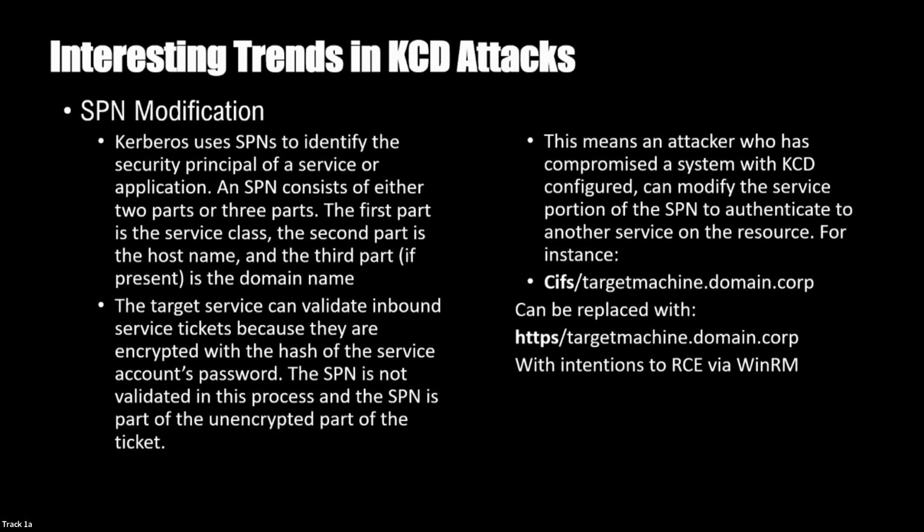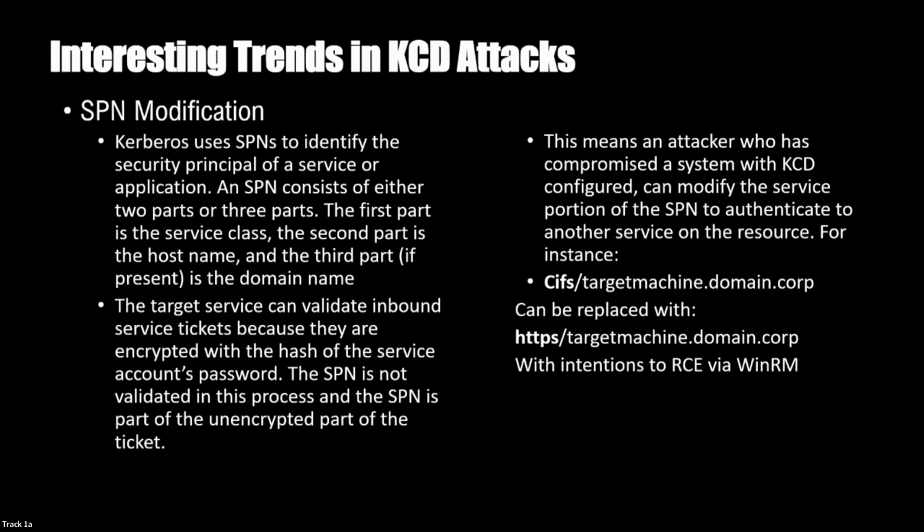The SPN is made up of really two different sections. Technically, you can have three, but the two sections that are important are the first piece, which is going to be the service class, which is going to say what type of service it is. So is it CIFS? Is it www? Is it host? It can be a lot of different things. The second piece is going to be what the target host is itself. So the SPN allows you to identify not only what service is available on a target resource, but what the target resource's host name is, as well as what services are available on that host.